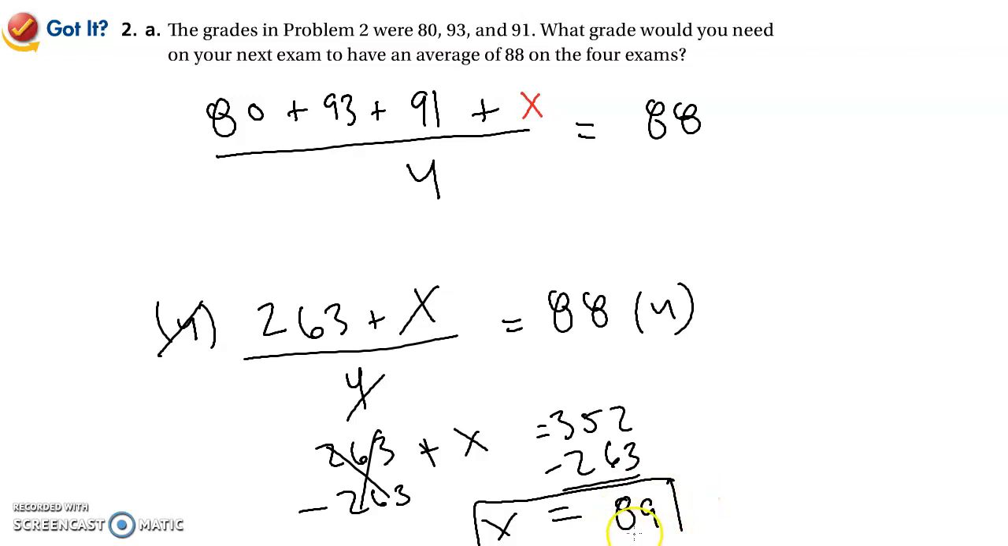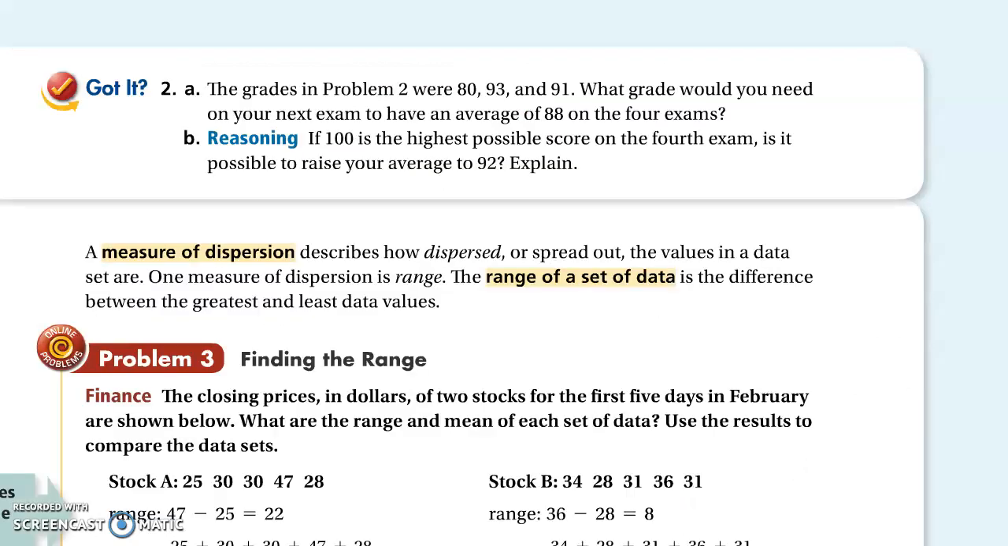So in order to average an 88% on the test, I'd have to score an 89 on this last one, which makes sense. We'd have to have a much higher score on the first example compared to this one, because we were trying to raise the total average. All right, cool.